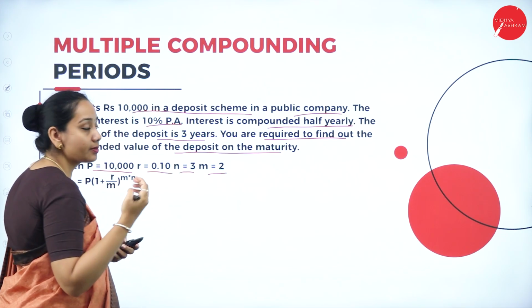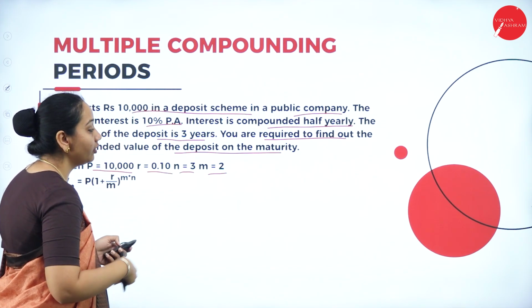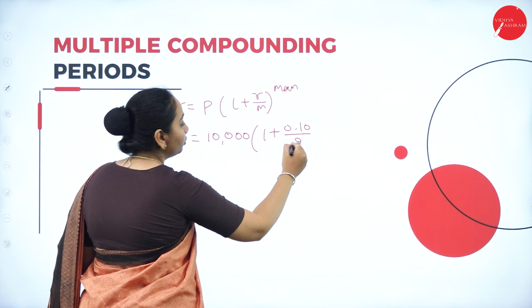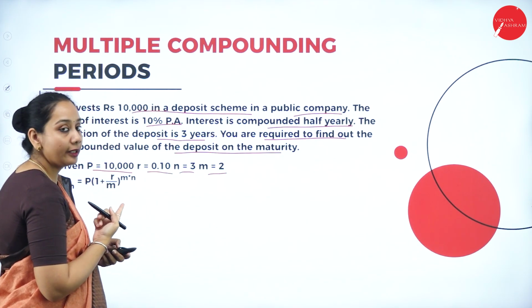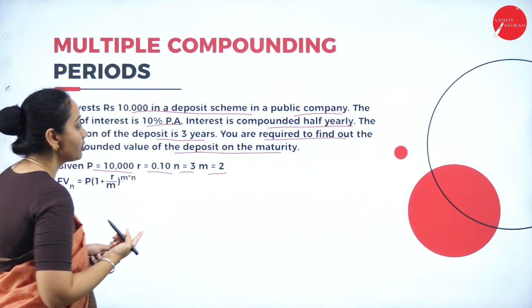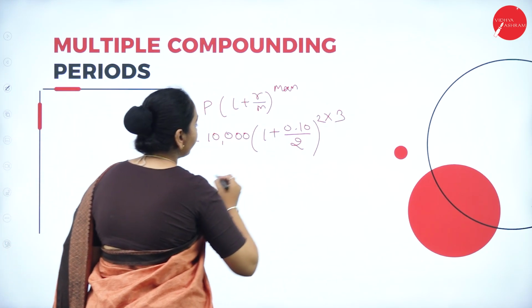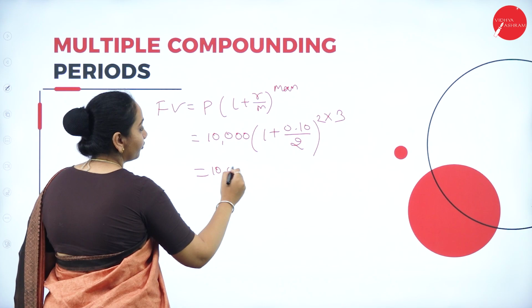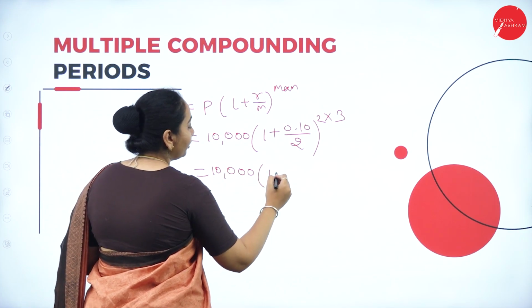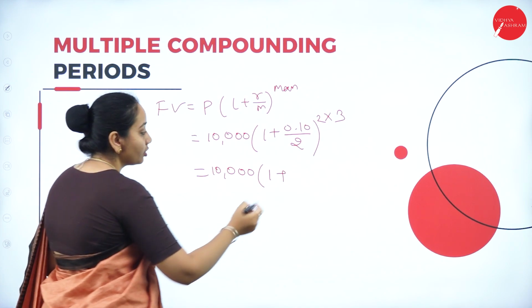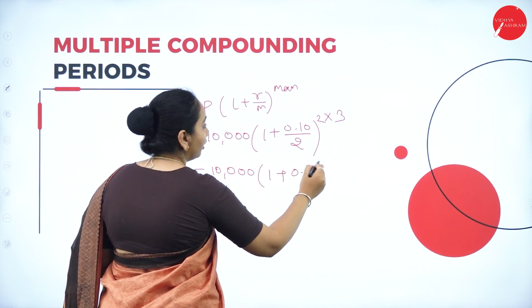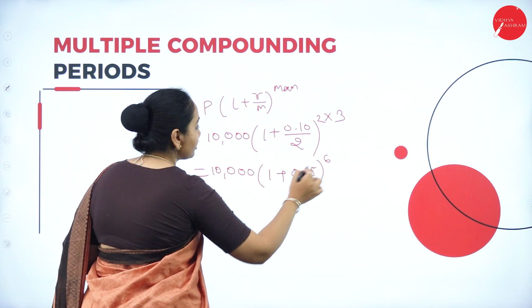So M has been calculated semi-annually, that means 2 times. So 2 divided by 2, into, for how many years has it been calculated? For 3 years. So 2 into 3. So 10,000 into 1 plus 0.10 divided by 2. So we'll get 0.05 to the power of 2 into 3, which is 6.